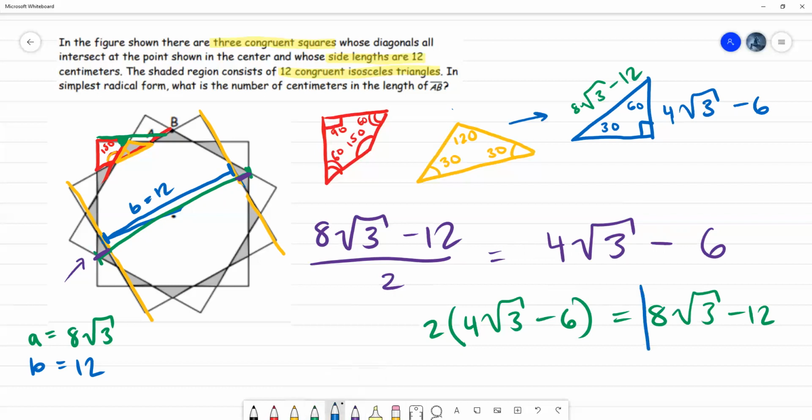I hope this video helped you understand this super tricky problem. You just have to use basic clues from the problem and break it down step by step. With this skill, you'll be able to solve almost every problem like this.